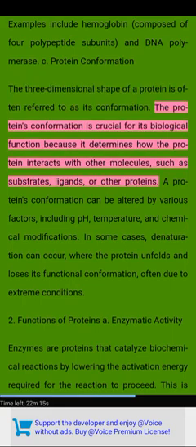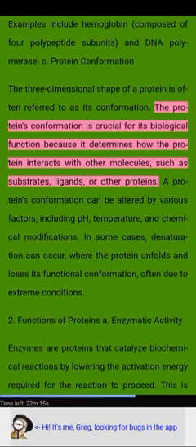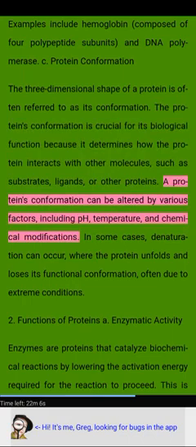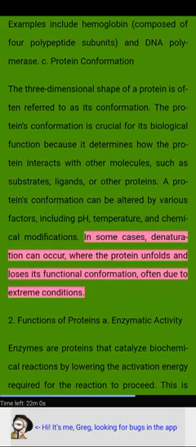The protein's conformation is crucial for its biological function because it determines how the protein interacts with other molecules, such as substrates, ligands, or other proteins. A protein's conformation can be altered by various factors, including pH, temperature, and chemical modifications. In some cases, denaturation can occur, where the protein unfolds and loses its functional conformation, often due to extreme conditions.